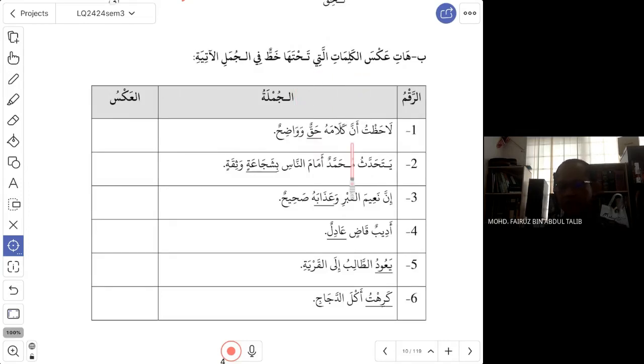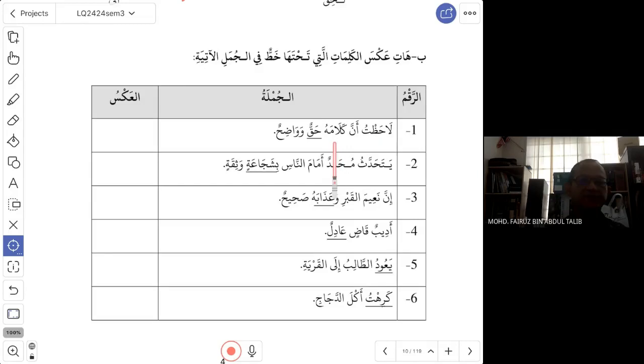So here you have the sentence, and we need the antonym of haq within the sentence. In the sentence, what does it mean? What is the opposite of this word? The first sentence: la haza means I notice. I notice that, you say la haztu. So I noticed that his kalam.